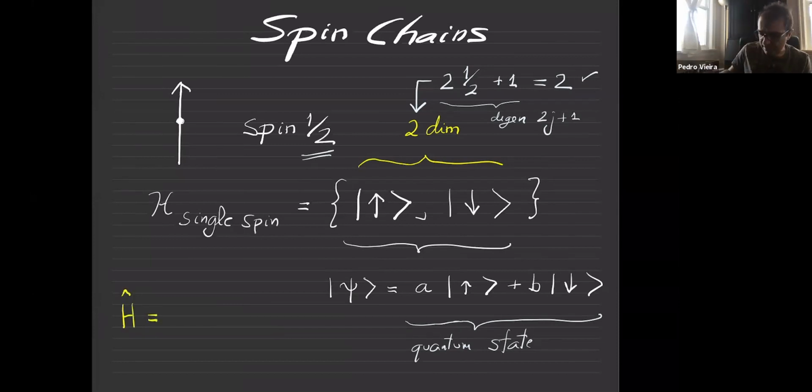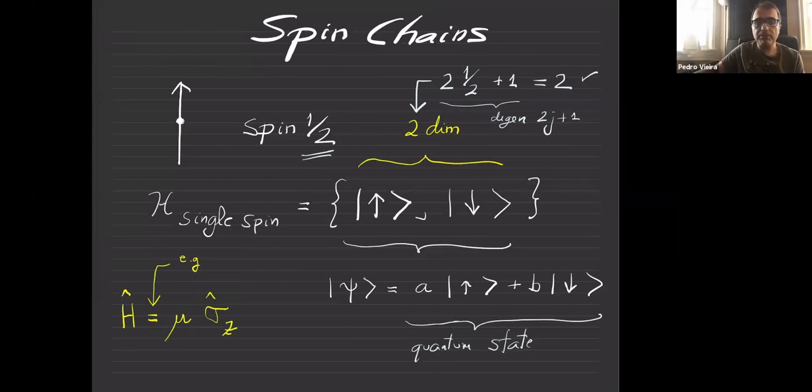Well, the Hamiltonian depends on your system, right? Maybe there's no Hamiltonian, or everyone has zero energy, or maybe, for example, the moments want to be aligned in the z direction. Here I'm writing an example. It could be some magnetic moment times the spin component z. This would say that if mu is positive and the spin is up, it has energy mu. If the spin is down, it has energy minus mu. So if mu is positive, the spin wants to be down, right?